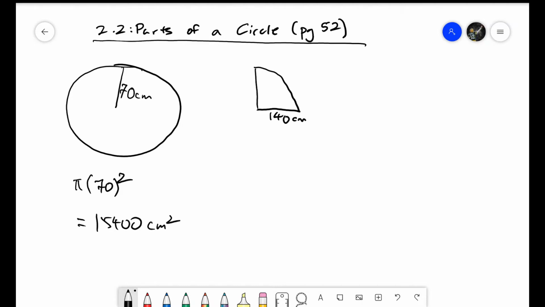For this table, it is equal to pi times 140 squared, and then divide by 4 since it's a quarter circle. And this is equal to 15,400 centimeters squared. And so they both have the same area.